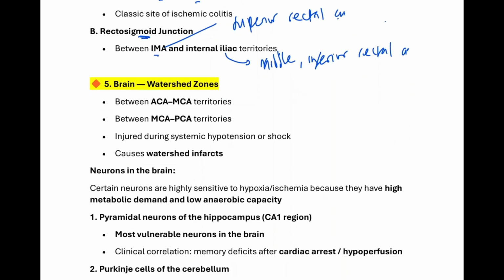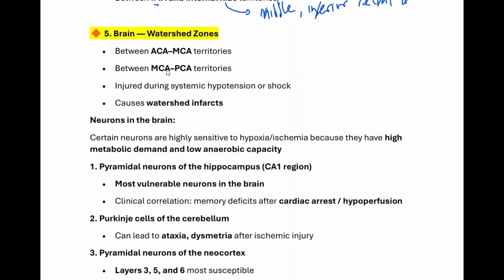And moving on to the last organ, which is the brain. Same thing in the brain, the watershed areas are also more prone to ischemia. And where is the watershed area in the brain? The junction between the anterior cerebral artery and the middle cerebral artery, and the junction between the middle cerebral artery and the posterior cerebral artery. Those areas are more prone to ischemia because they are watershed zones, injured during systemic hypotension or shock, and it causes watershed infarct.